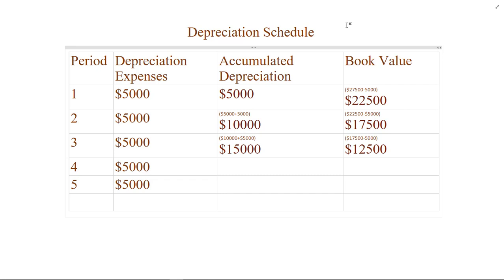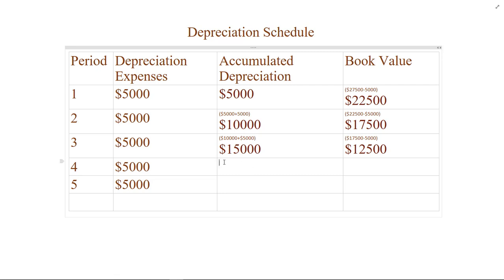Students, the easiest way to prepare the depreciation chart or depreciation schedule is that the depreciation expenses are going to be added to the accumulated depreciation. And in the book value, depreciation expenses are going to be deducted. Depreciation expenses annually will be deducted from the asset cost, and in the accumulated depreciation it would be added.